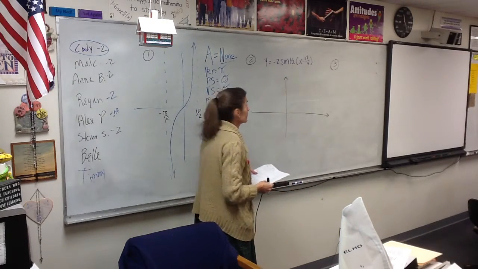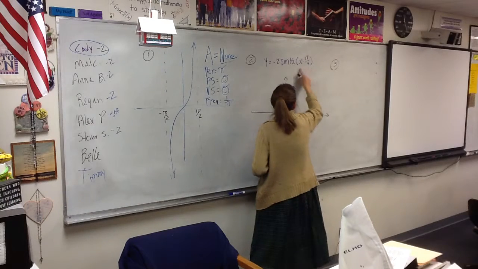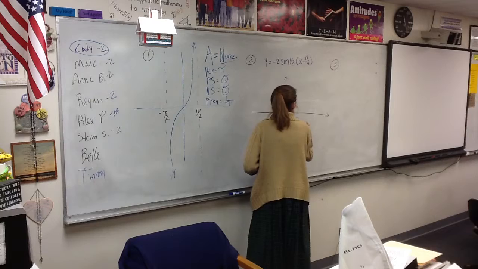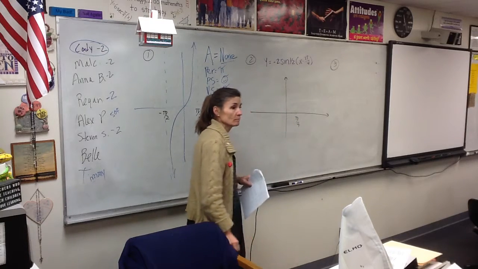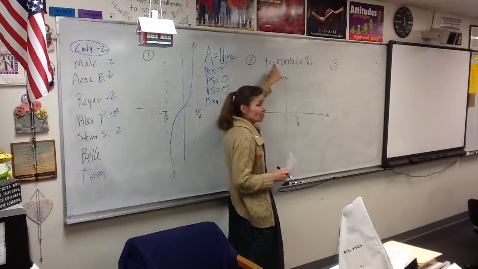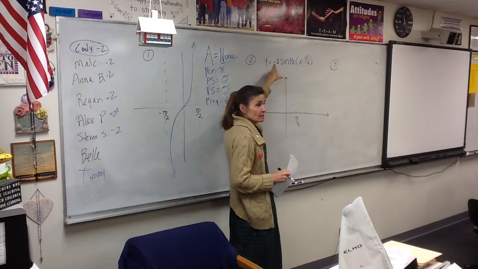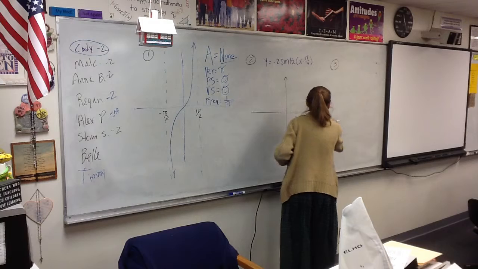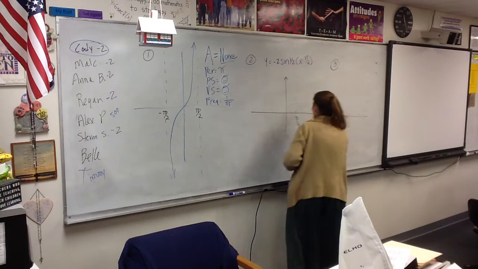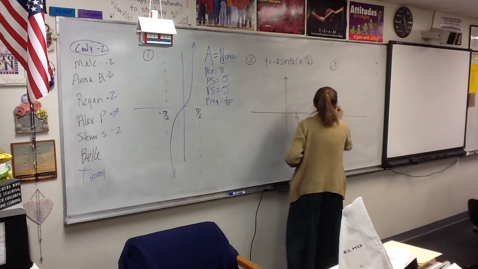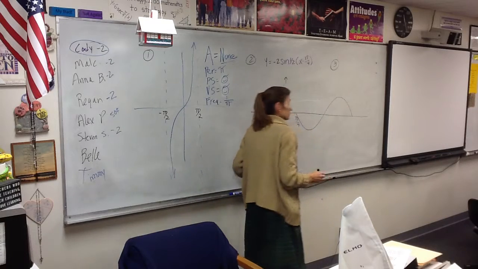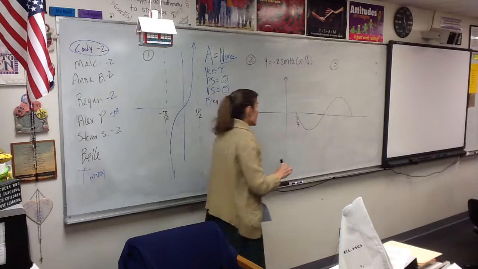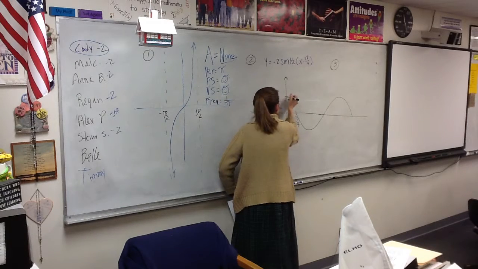Now this next one, the equation is already in graphable form, so now it's just a matter of doing it. What does this tell me? It's a phase shift, so I'm going to start over here. What does this tell me? The amplitude. It's upside down, so I'm going to graph an upside down sine curve whose amplitude is 2.